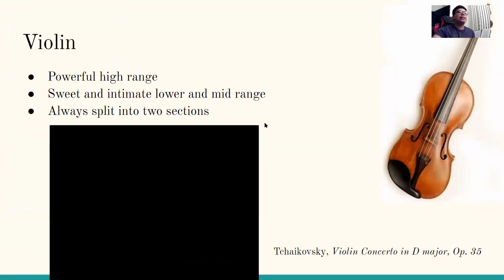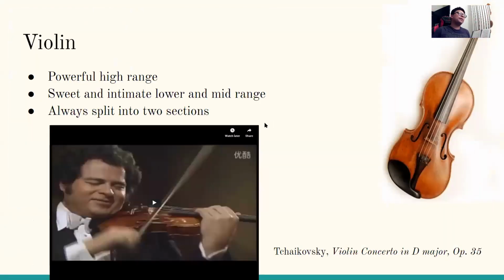So yeah. Let's talk about the violin. The violin's awesome. The violin has a powerful high range and these sweet, intimate lower and mid sections. In orchestras, violins are split into two sections, violin 1 and 2. Typically, violin 1 are the lead violinists. They play the melody, usually harder parts. Violin 2 usually supplies counter melody, or sometimes they double with the violin 1s. So very important to the orchestra.